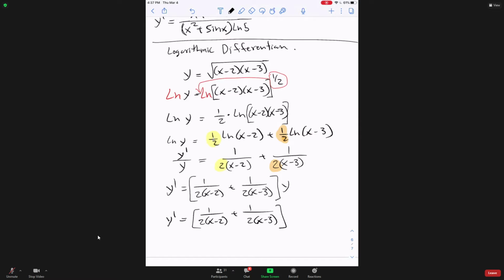Y is up here. Square root of x minus 2 times x minus 3. And we are done.